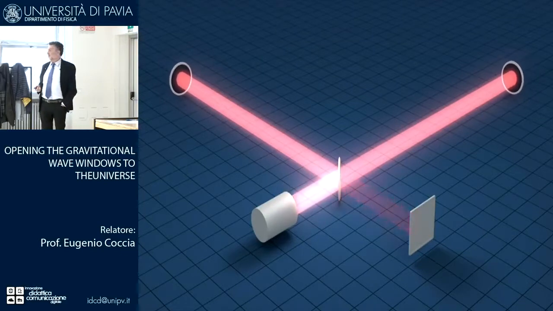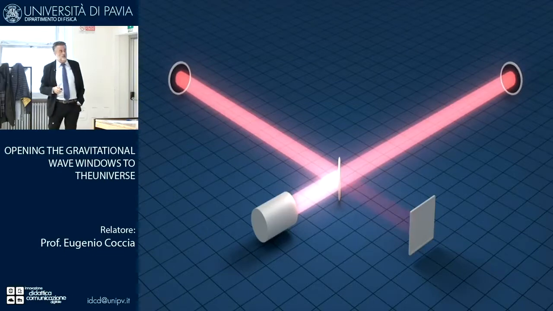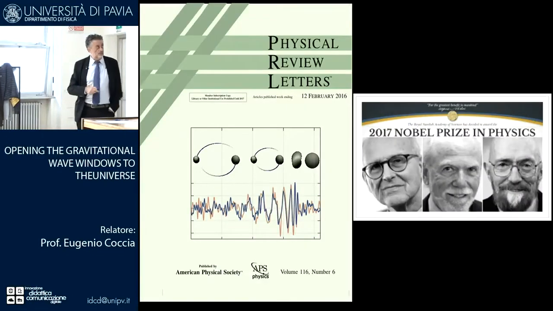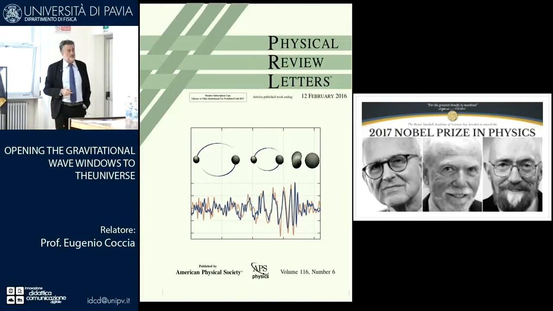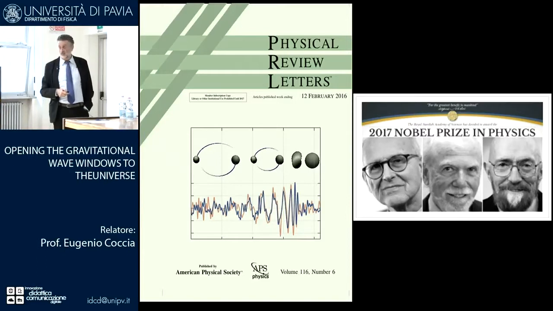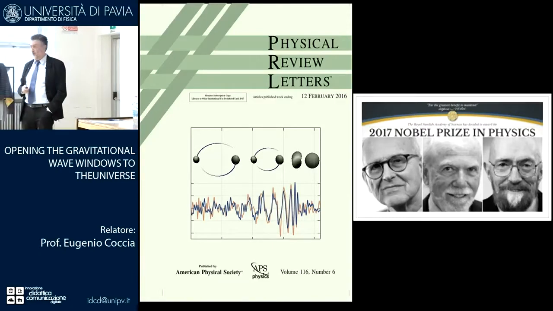So this changed our field, of course, because after that there was the paper of the discovery. This discovery gave the Nobel Prize recently to these three persons, Rai Weiss, Barry Barish, Kip Thorne, let's say the fathers of the LIGO collaboration.